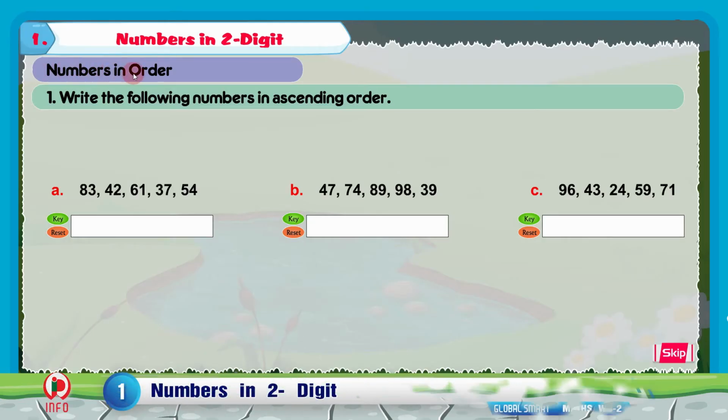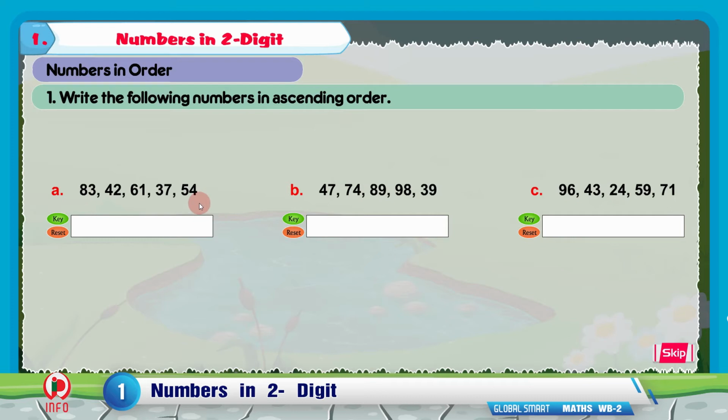Numbers in order. 1. The heading is: write the following numbers in ascending order. Here we are given numbers in 3 sets and we have to write the numbers in ascending order. Ascending order means from smaller number to bigger number.